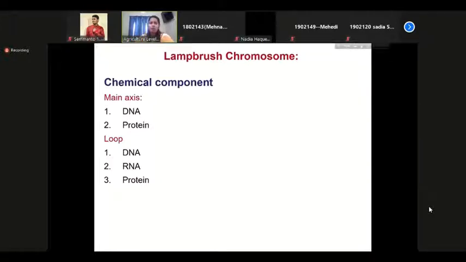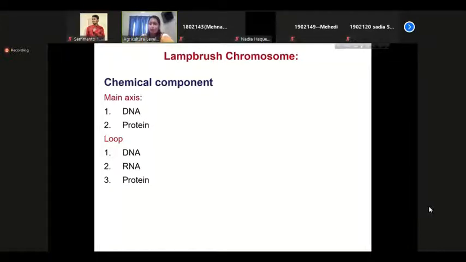And the loops are active for the transcription procedure, so they must have RNA. But the main axis does not have RNA, because I told you that the main axis is mostly not involved in the transcription process. They are not active. Only the active DNA exists in the loops. So they are involved in the transcription procedure, so they must have RNA.